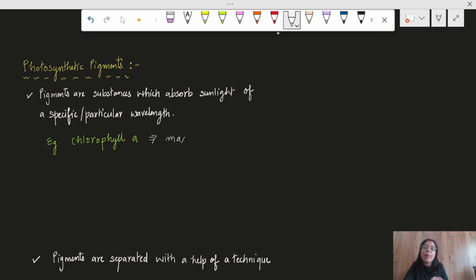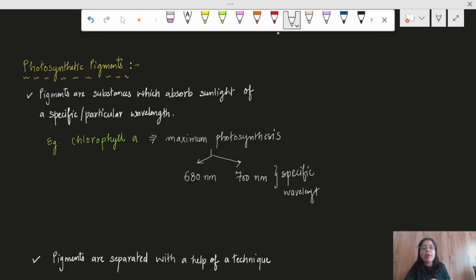But it will show maximum photosynthesis at which wavelength? Maximum photosynthesis will be done at either 680 nanometer or at 700 nanometer. Right? So can I say that at 680 to 700 nanometer maximum photosynthesis occurs? This is a specific wavelength. So pigments are substances which absorb light of a particular wavelength and they are doing photosynthesis.